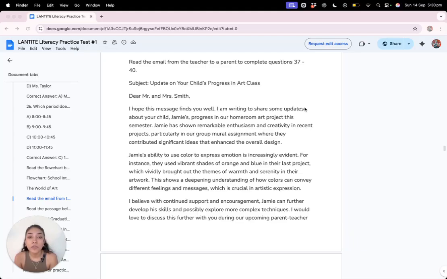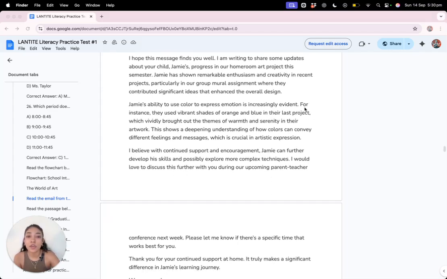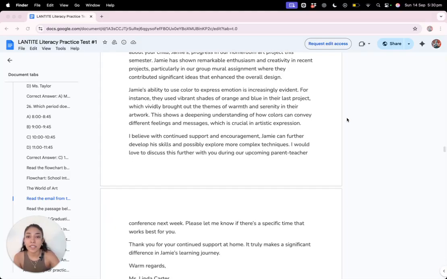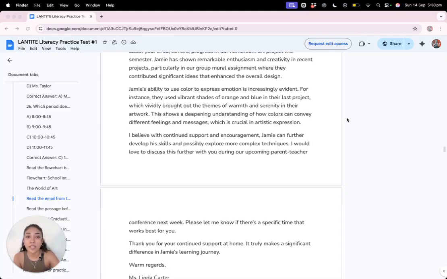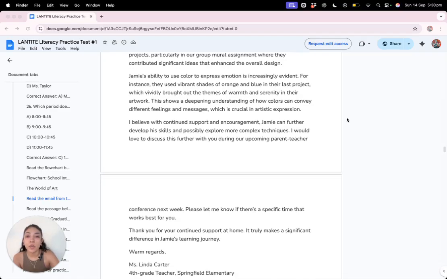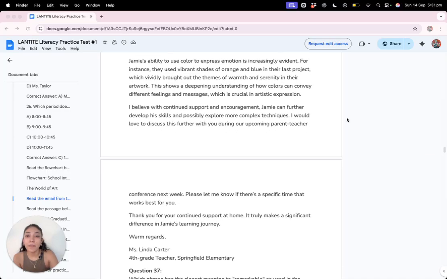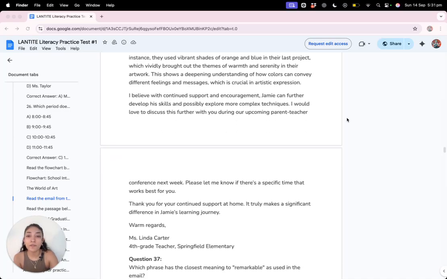Jamie has shown remarkable enthusiasm and creativity in recent projects, particularly in our group mural assignment, where they contributed significant ideas that enhance the overall design. Jamie's ability to use colour to express emotion is increasingly evident. For instance, they used vibrant shades of orange and blue in their last project, which vividly brought out the themes of warmth and serenity in their artwork. This shows a deepening understanding of how colours can convey different feelings and messages, which is crucial in artistic expression. I believe with continued support and encouragement, Jamie can further develop his skills and possibly explore more complex techniques.